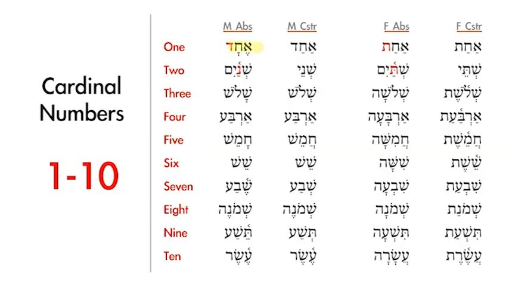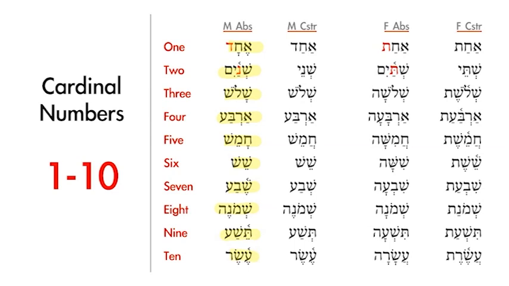Echad, Shnayim, Shalosh, Arba, Chamesh, Shesh, Sheva, Shemoneh, Tesha, and Eser. Those are the cardinal numbers 1 through 10.